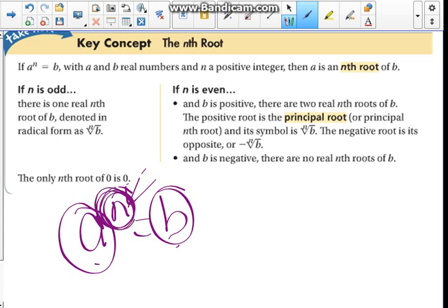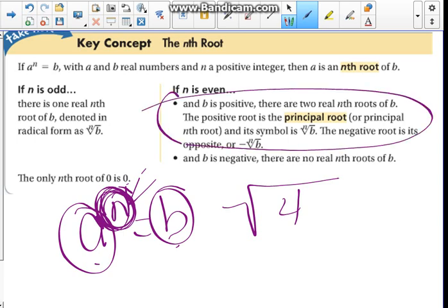Now, if we have an even index, let's see what this would look like. Even would be 2. So we could say the square root, being an even, of 4. Let's look at our first case here. 4 is positive, and this is an even because it's square. We say it has 2 roots, the principal and the opposite, the negative root. So it's going to be a positive 2 being the principal and the negative 2. So it has those 2 answers.